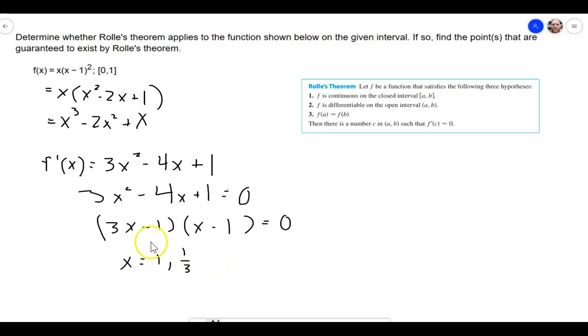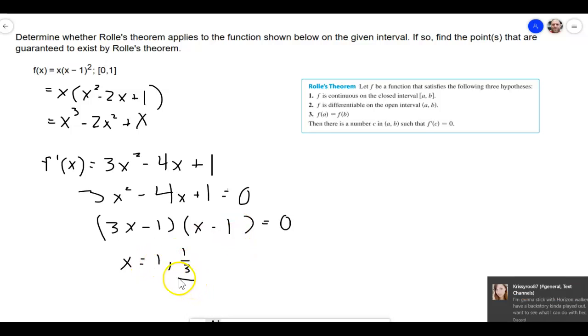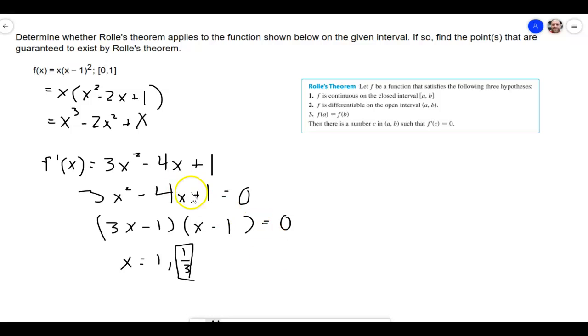All right. Well, what values are in the open interval? Remember, we're guaranteed a value in the open interval from a to b. So that's between 0 and 1. That doesn't include 0 or 1. So if it doesn't include 0 or 1, then 1/3 is our value there. So this is our x value, and then our y value, well, just plug it in, right?